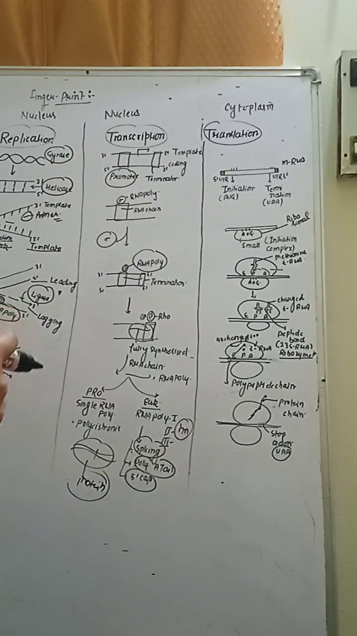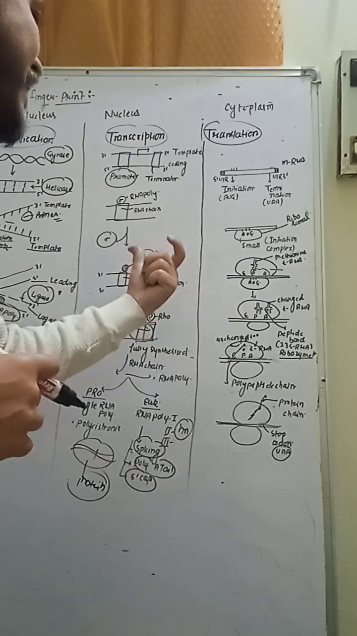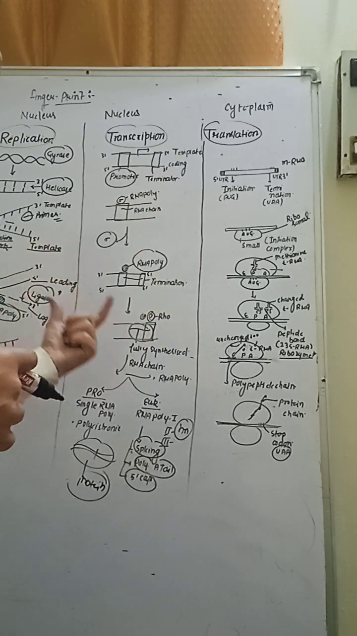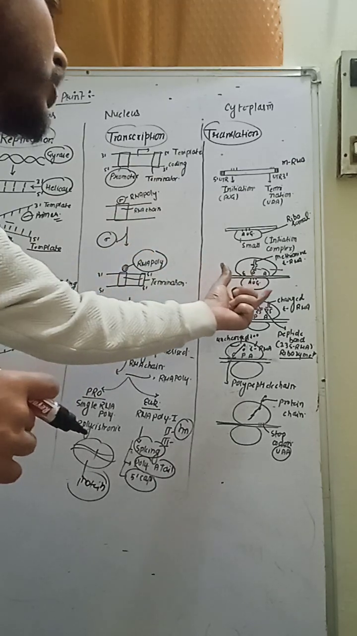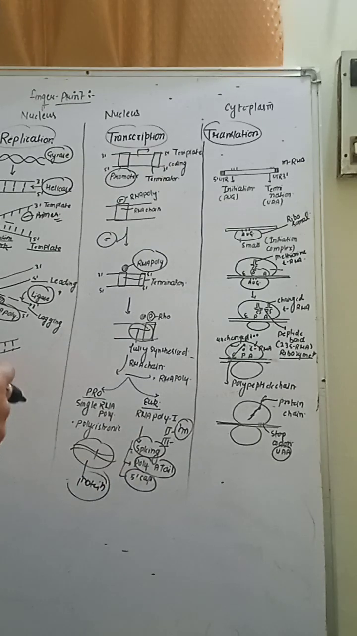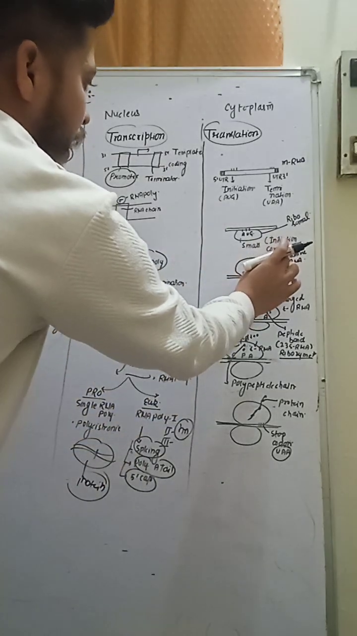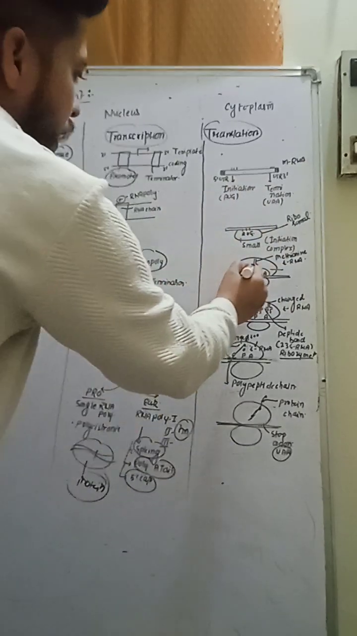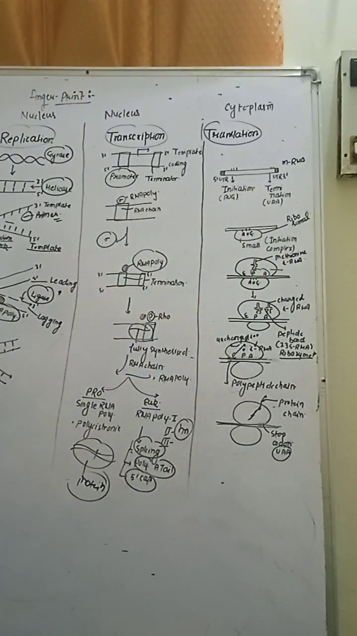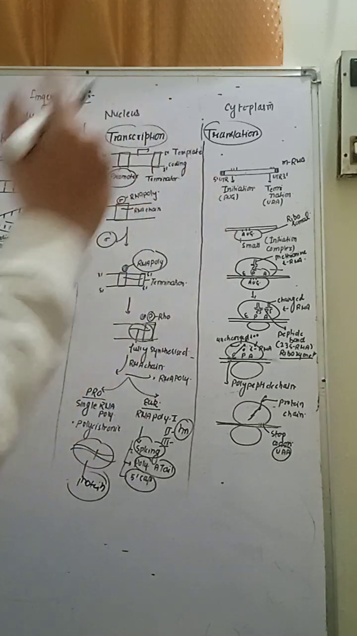Peptide bond formation. The first tRNA, the initiator tRNA that starts the process, is called methionine tRNA. It binds to the initiation codon and comes to bind to the P site. That initiation has now started.